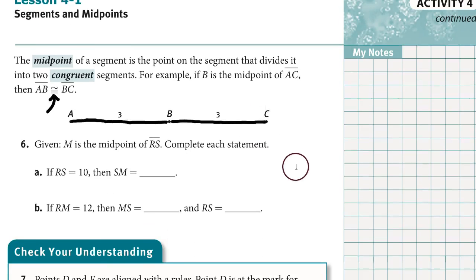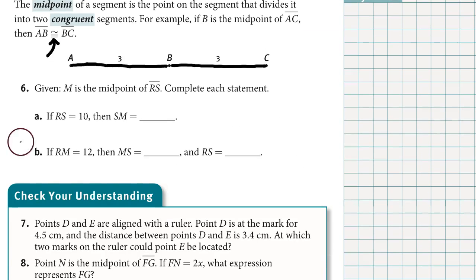Question 6. Given that M is the midpoint of segment RS, complete each statement. First of all, let's draw this to help us visualize. So we'll quickly draw segment RS, any length you want to. We're told M is the midpoint. So the best that you can, find the exact middle there and put M. This helps us visualize. Question A, if RS equals 10, then find SM.